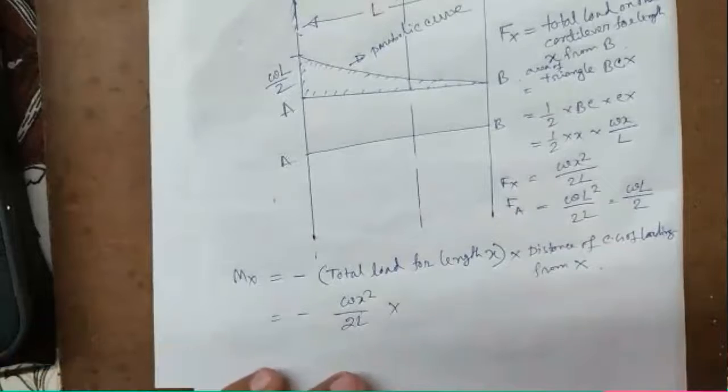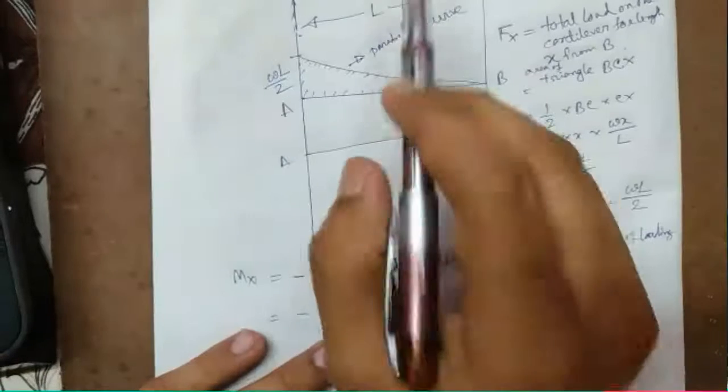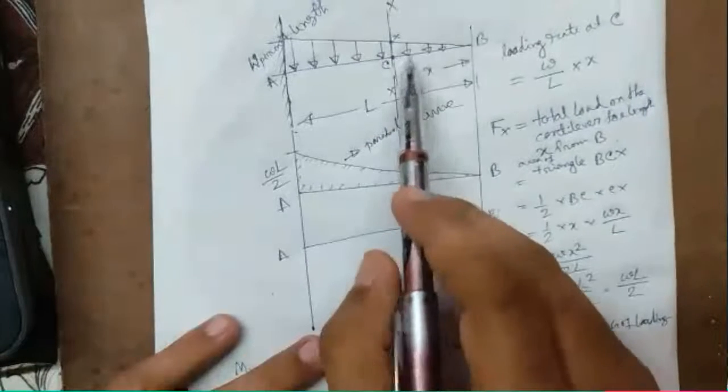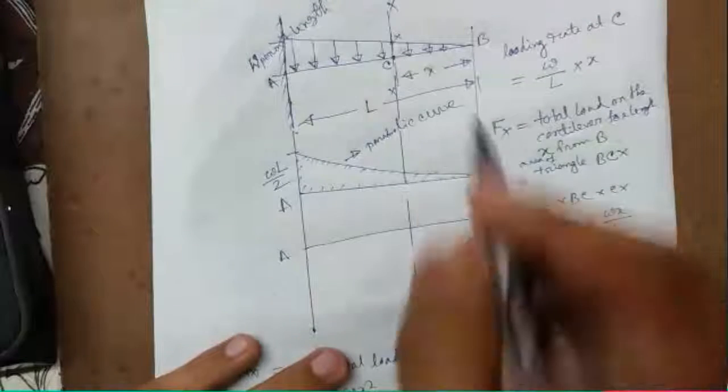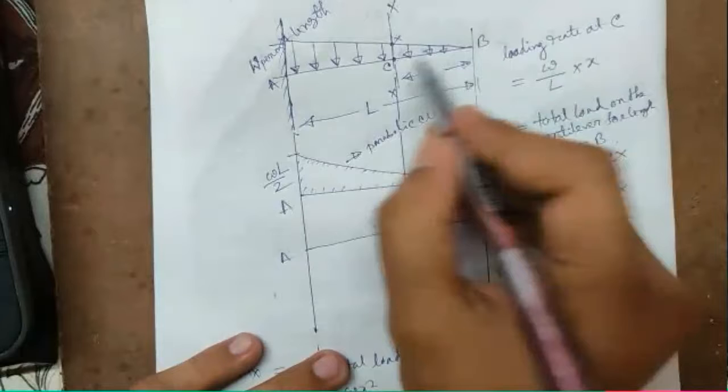working where, if you see this triangle, this BCX is the loading triangle. So this total load will be working from the CG of this triangle. So CG will be here. If the CG is here, say this is CG of the load. So this distance from XX to the CG of the load will be how much? Can anyone tell me?